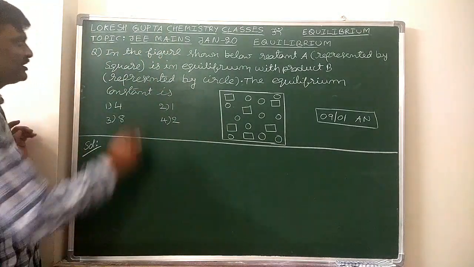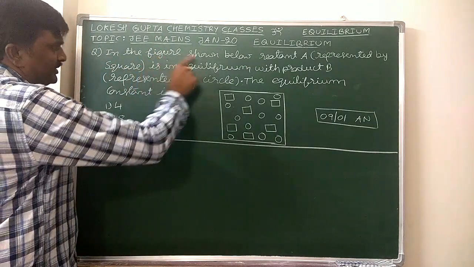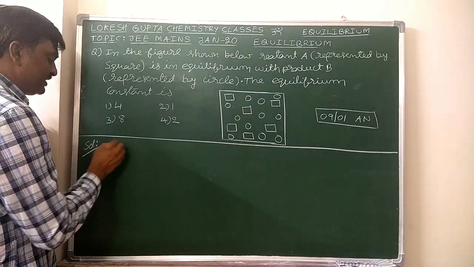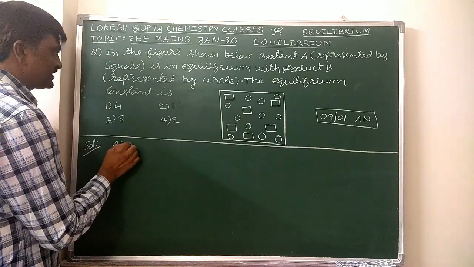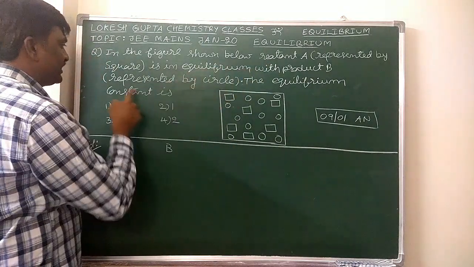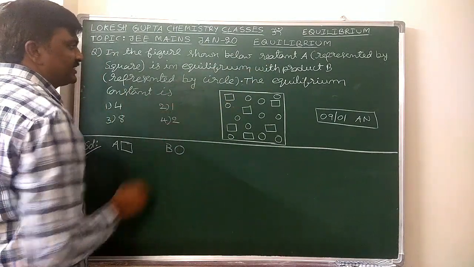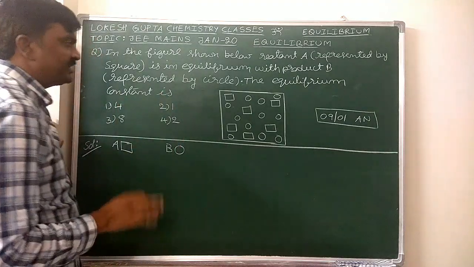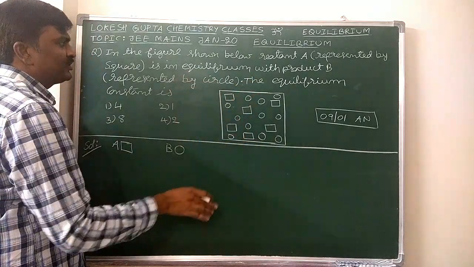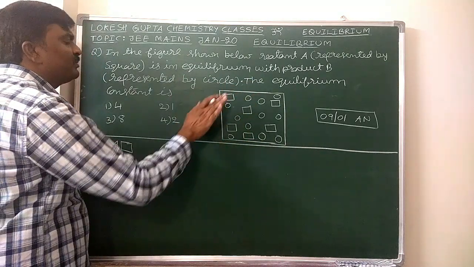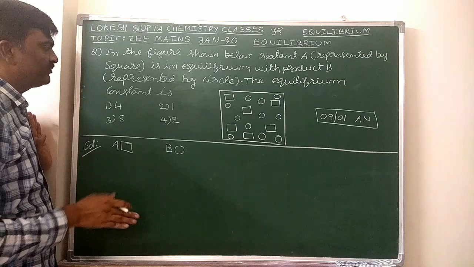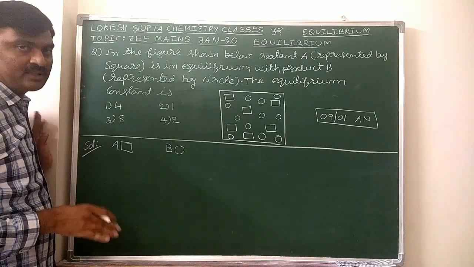Now question is, in the following figure shown below, reactant A, it is represented by the squares, is in equilibrium with the product B, it is represented by the circles. The equilibrium constant is, so here in this container at equilibrium A and B are there. How many molecules of A and B present? Represented in the diagram. Now we have to calculate equilibrium constant.